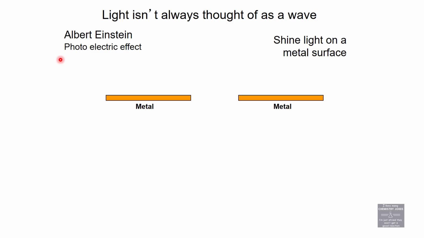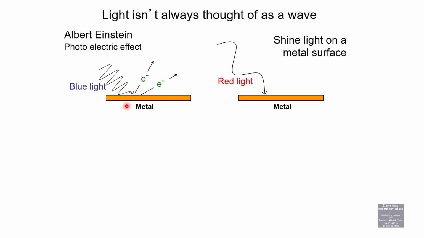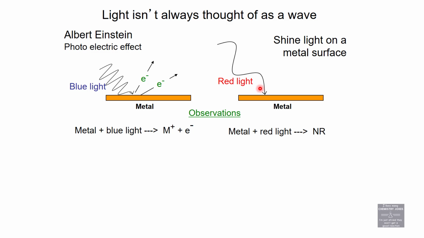He shined blue light and red light on metal surfaces. And because we just talked about the wavelengths, see this blue is shorter wavelengths and this red is longer wavelengths? When he did it with blue light, sometimes electrons got ejected, but not with red light. He observed that when you shine blue light on the metal, you get an electron that is ejected, an electron that gets ripped from your metal surface. Sounds like ionization energy to me. When he did it with red light, he got no reaction. There were no electrons ripped from the surface.